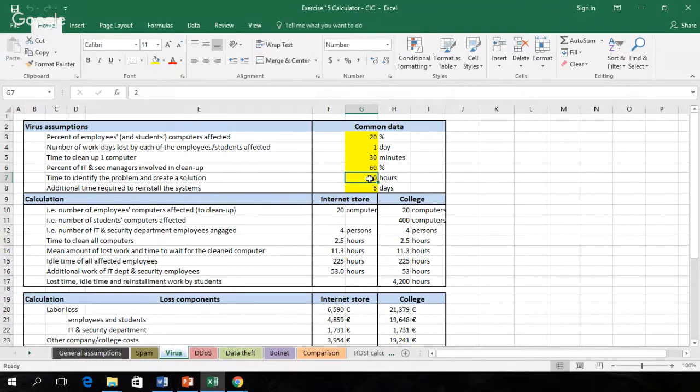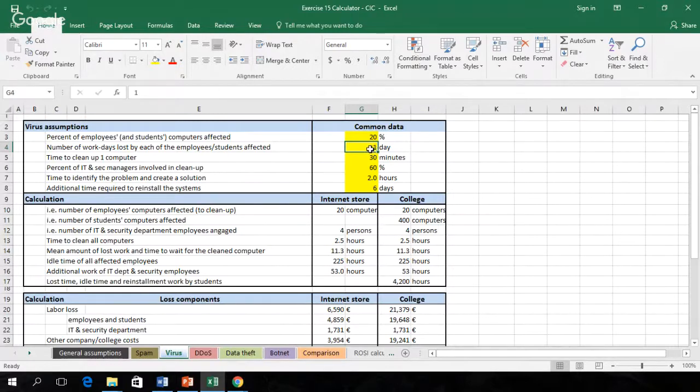In all, 60% of the IT department is involved in the identification and cleaning process, in cell G5. The time to clean up a computer is 30 minutes. The number of workdays lost by each affected employee is depicted in cell G4. The number of workdays lost by each affected employee or student is 1 day.